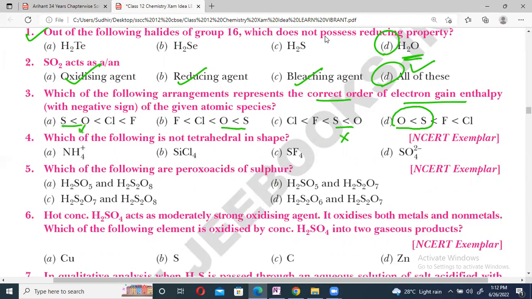And this is also wrong. But you know, among fluorine and chlorine, chlorine is having higher affinity than fluorine. So this is correct. Option D is correct here. Question number 4, already over.